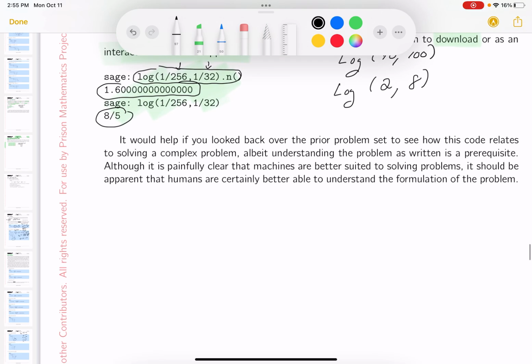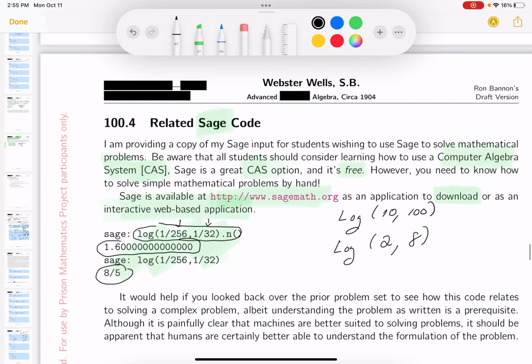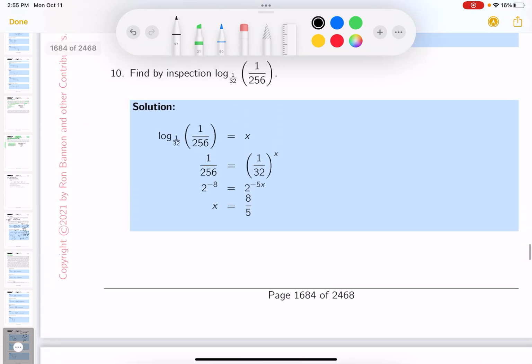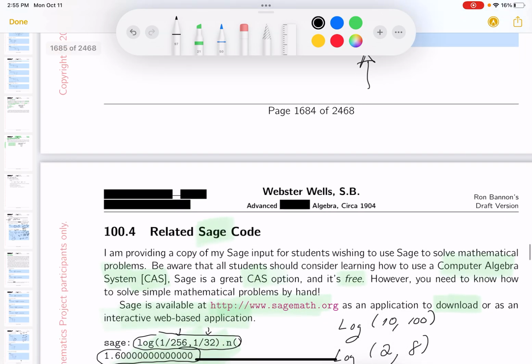Okay, the key here, though, is that I'm not too interested in this computer algebra system at this point, but you should be thinking about moving forward. What I'm really interested in is, can you do the prior problems? And we're hoping you can, right?